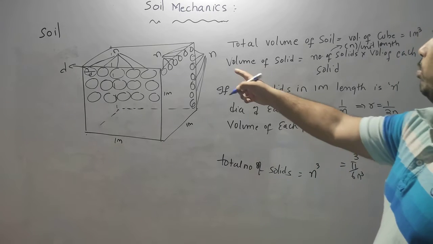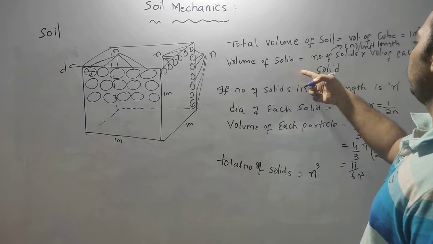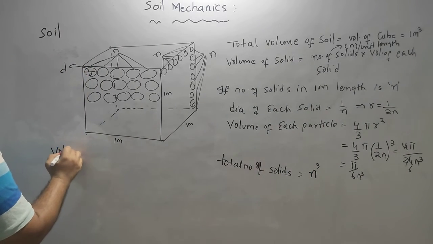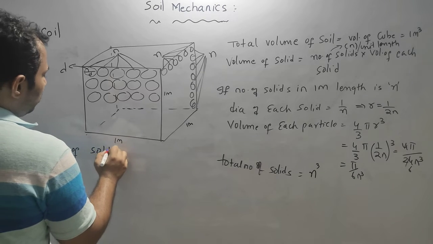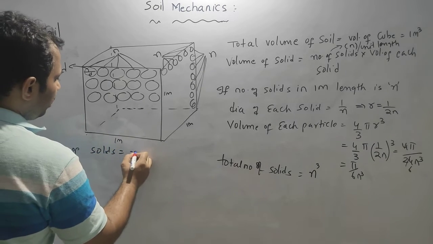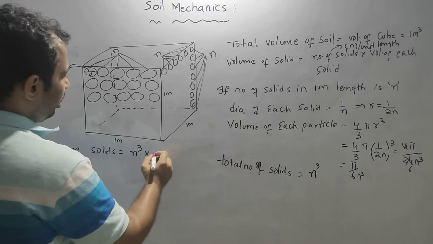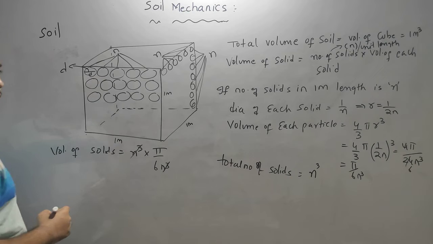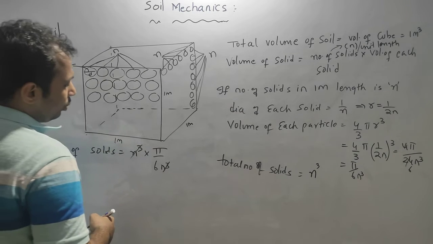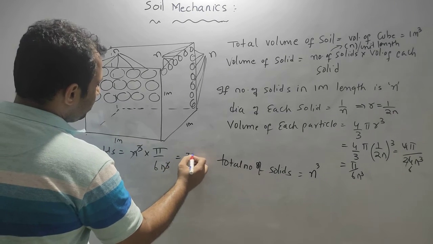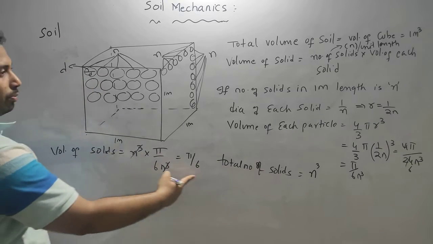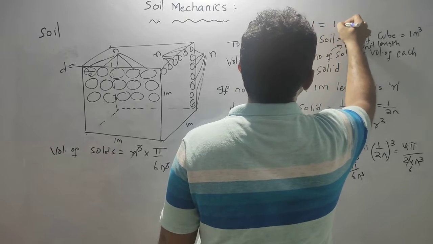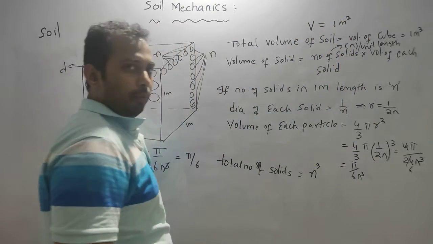So volume of solids is equal to the number of solids, that is n³, into the volume of each solid, that is π by 6 n³. So n³ gets cancelled, so it is equal to π by 6. So volume of solids is π by 6. The volume of soil, this is the total volume. So the total volume of soil is 1 meter cube.